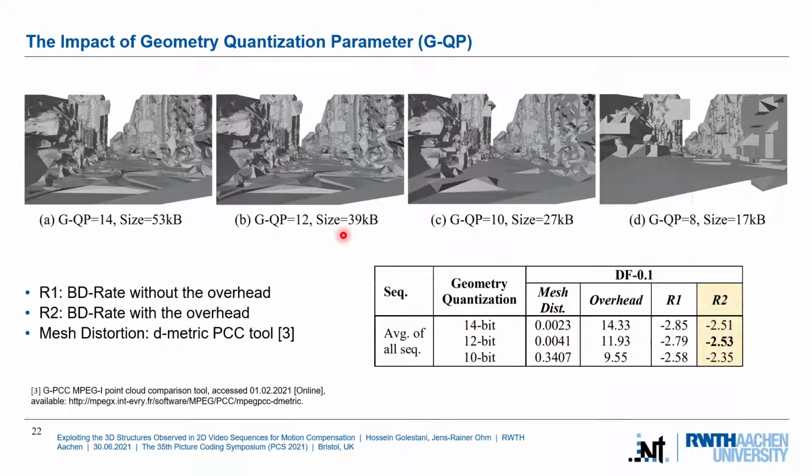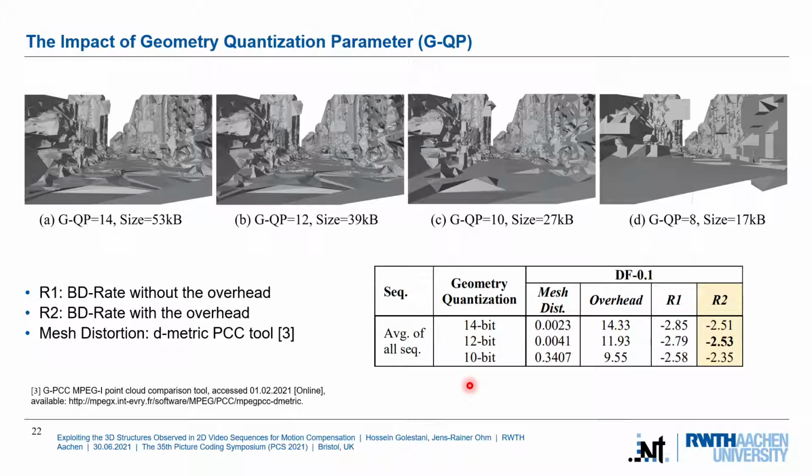Okay, the table shows the impact of the geometry quantization parameter on the coding gain. R1 is the BD rate without considering the overhead, and R2 is the actual BD rate, the real BD rate, I mean with considering the overhead. We have tested three quantization parameters, 14, 12 and 10, for each mesh. We calculated the mesh distortion using the d-metric point cloud compression tool.